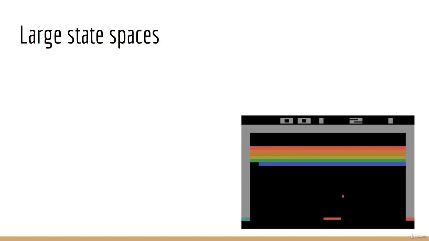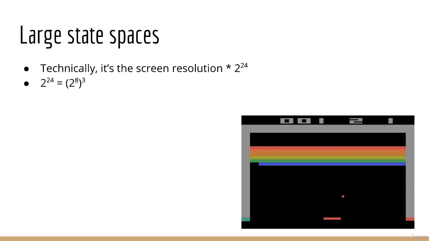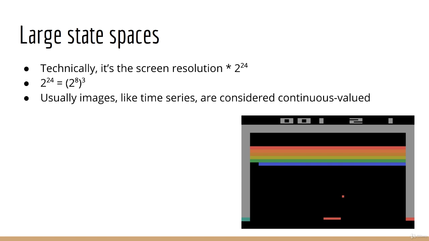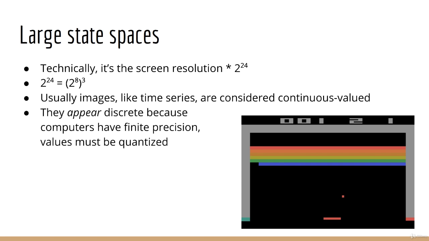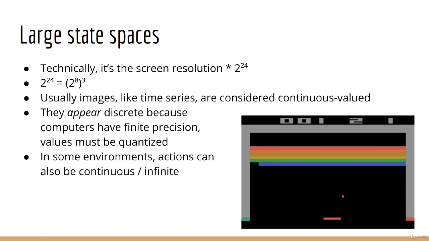For breakout, the number of states is even larger. It's equal to the screen resolution multiplied by the number of possible colors per pixel, 2 to the power 24, or 2 to the power 8 to the power 3. But for all intents and purposes, we can consider images, just like time series, to be continuous valued. The only reason they appear to be discrete is because computers have finite precision, and so the values need to be quantized. When we have continuous values, this means that the number of possible values is actually infinite. In fact, it's possible for actions to be continuous also, so that the action space is also infinite.